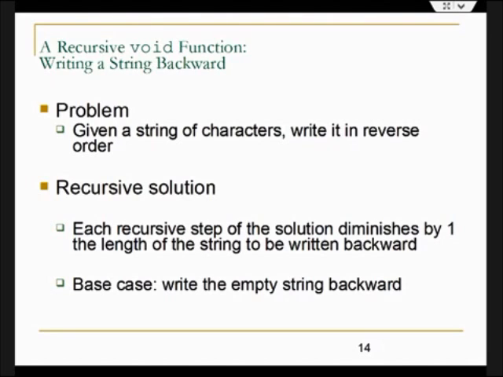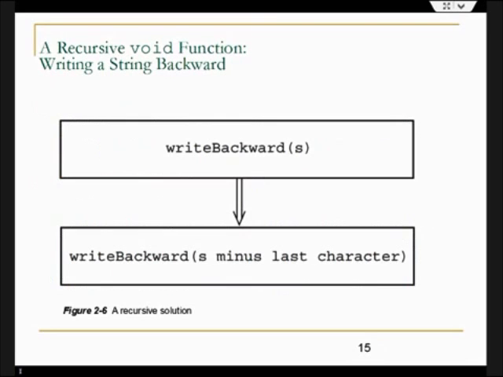So the recursive solution is going to diminish by 1 the length of the string to be written backwards. The base case is the empty string. Writing the empty string backwards is simple. You just don't write anything. So write backwards s is going to call write backwards s minus the last character.